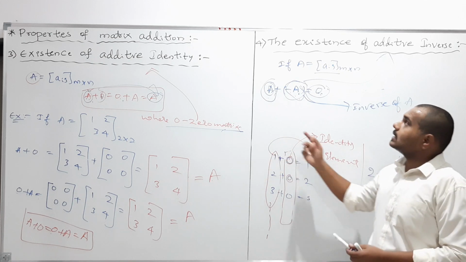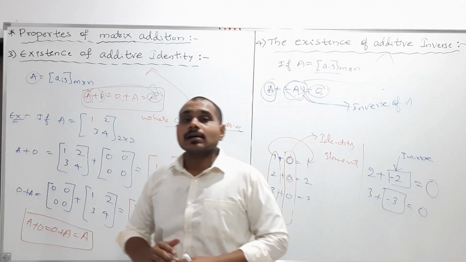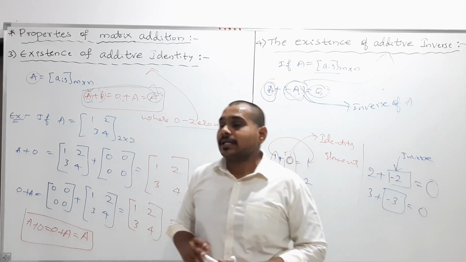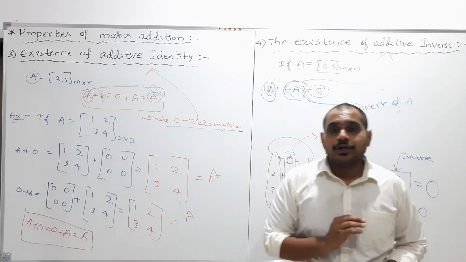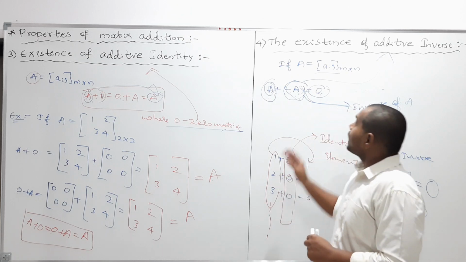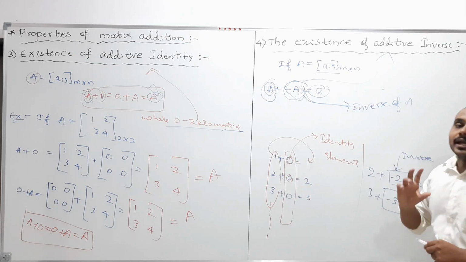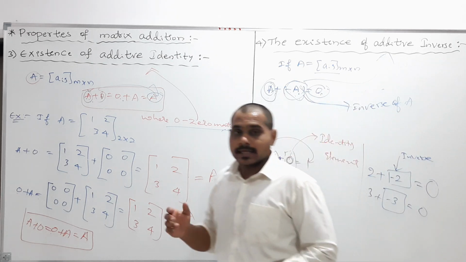So this is the third property, this is the fourth property. Therefore, these are all the properties of matrix addition. There are four properties we discussed. Under the properties of matrix addition, the first one is commutative law, the second one is associative law, the third one is existence of identity, and the fourth one is existence of the inverse. Is it clear? And now I'll explain once in Kannada.